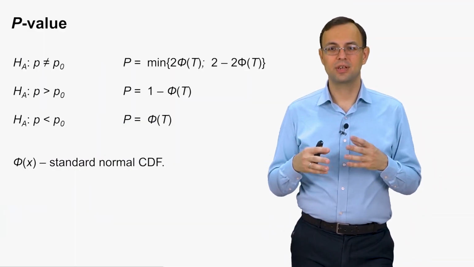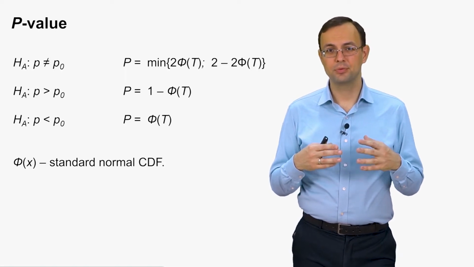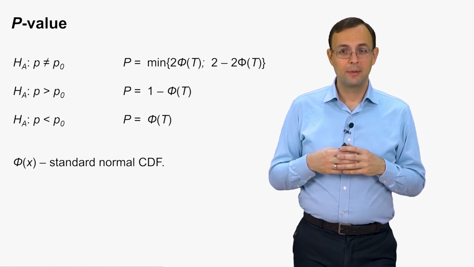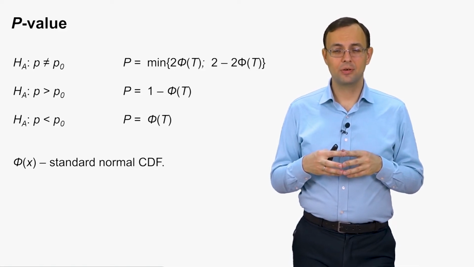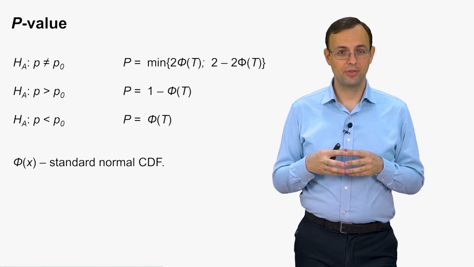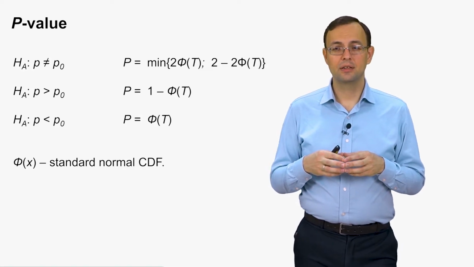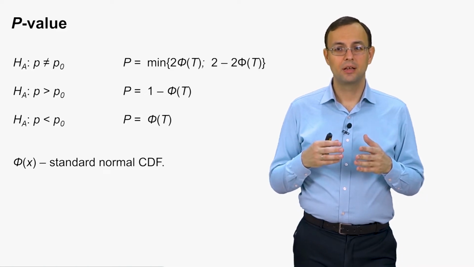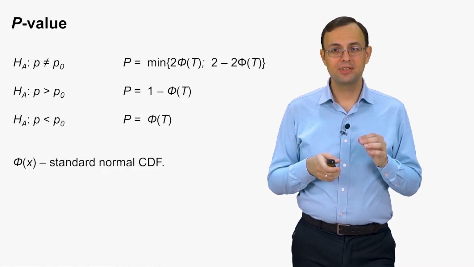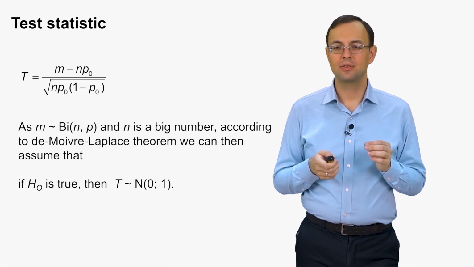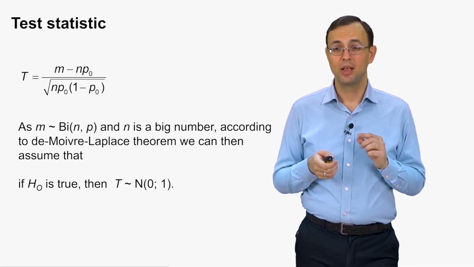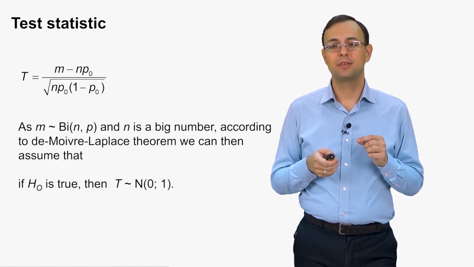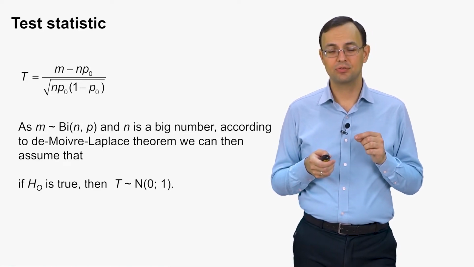not manually, but using some computer program, is to find the p-value. And the p-value also depends on the alternative hypothesis. To find the p-value, you need to know the CDF of the distribution that the test statistic has. Here we see that if H0 is true, then the test statistic has a standard normal distribution.